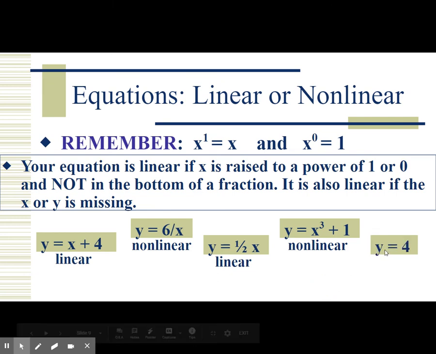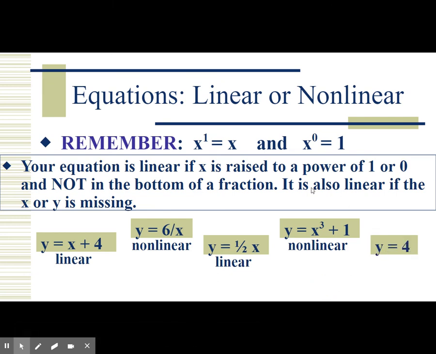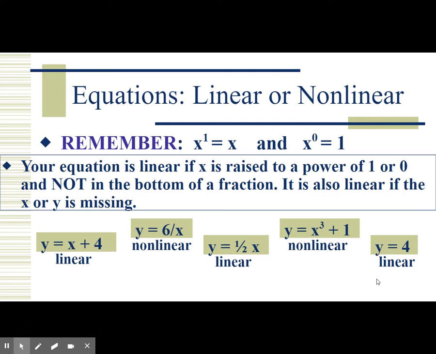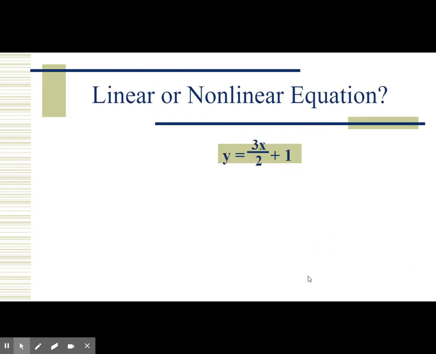And then y equals 4. Well, remember, if the x or the y is missing, then it's linear. So I look at this equation. Oh, there's no x, which means it's linear. That's all you're going to do on the equation ones. Find the x and then see what the exponent is. Make sure it's not in the bottom of a fraction. And then also check and see, is the x or y missing?